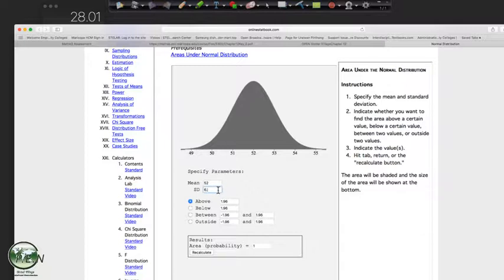6.4. Now we want the percent below 52 pounds, right? So what we do is we click on the below, and we replace this 1.96 with the data value of 52. And then we hit calculate, and look what it does. It tells us that it's 0.5.